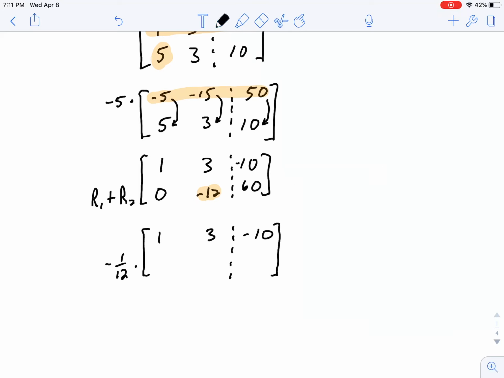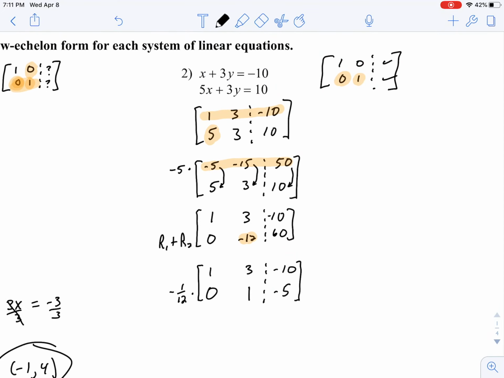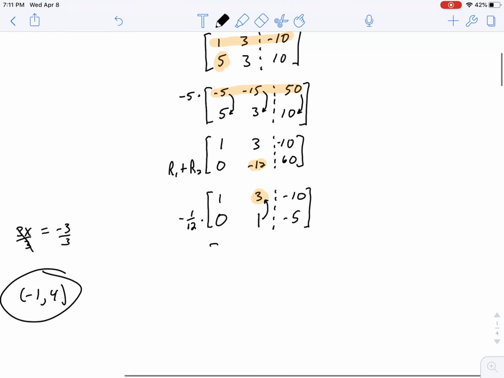So negative 1/12 times 0 is still 0. Negative 1/12 times negative 12 is positive 1. Negative 1/12 times 60. Again, if you have a calculator handy, that's great, but that works out to be negative 5. Now let's look at seeing how we can get a 0 there. Well, if I could multiply this 1 by a negative 3 and add it upwards, negative 3 plus 3 would give me 0. So let's do that. Let's multiply this bottom row by negative 3.